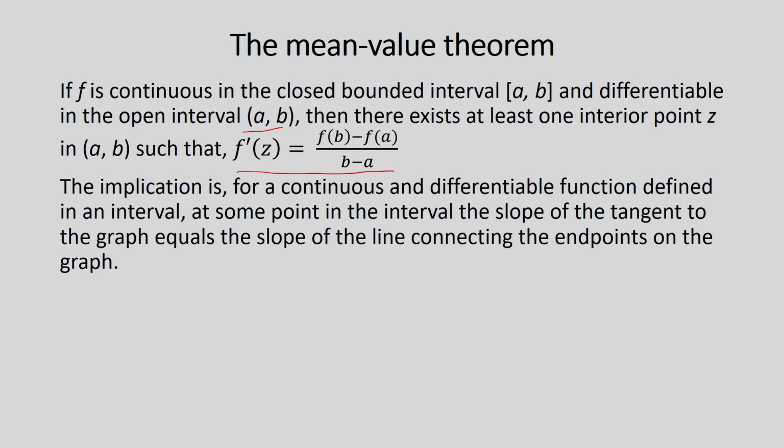What is the implication of this? The implication is, for a continuous and differentiable function defined over an interval, at some point in the interval, the slope of the tangent to the graph, so this is that point z, the slope of the tangent to the graph, f dash z, equals the slope of the line connecting the endpoints on the graph. So, this is the slope of the line connecting the endpoints on the graph.